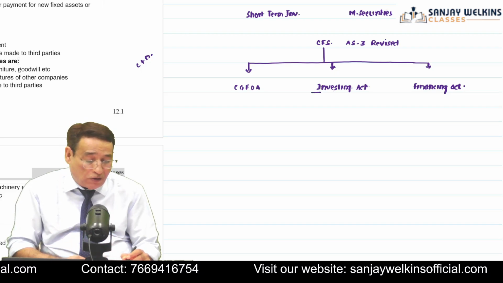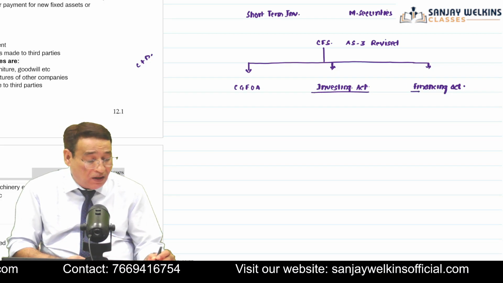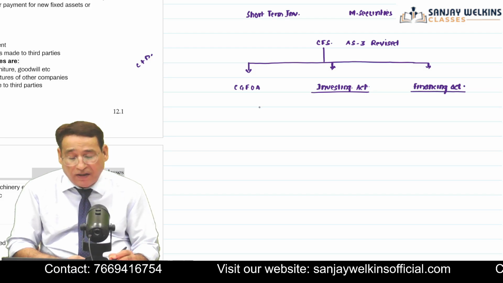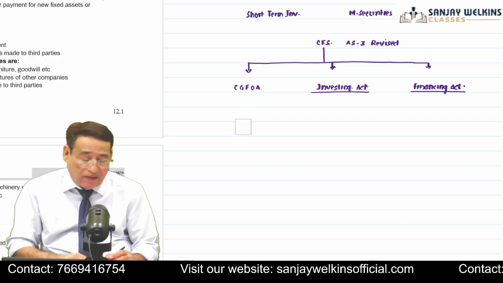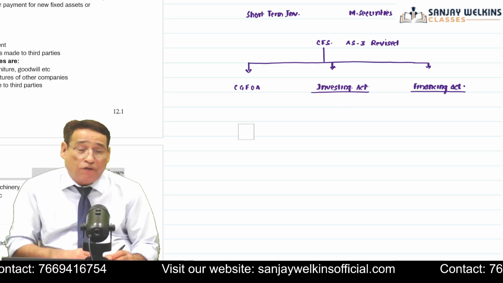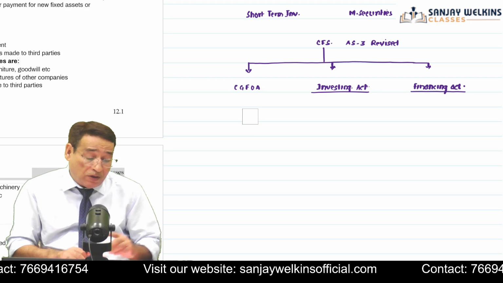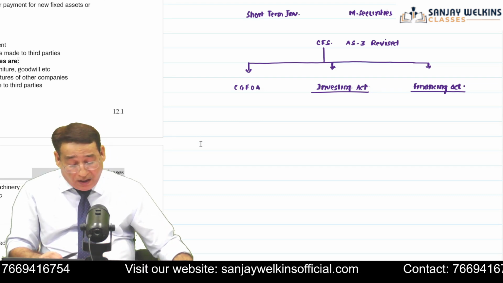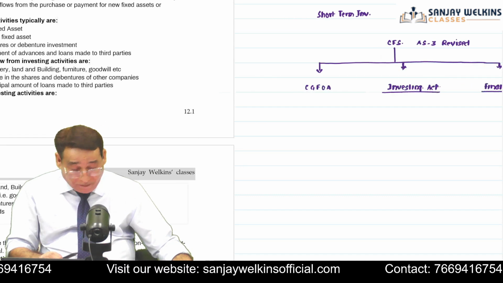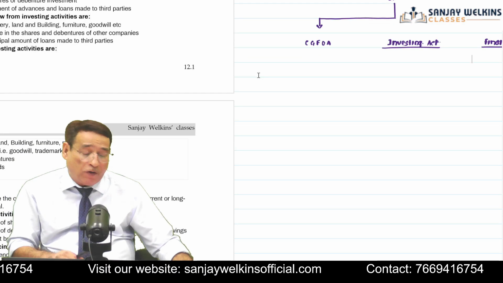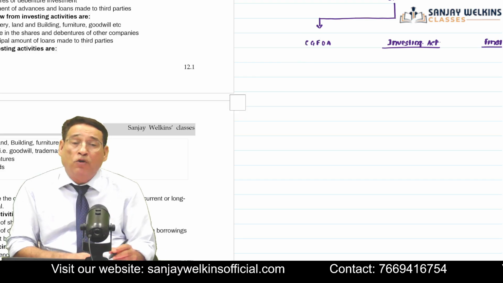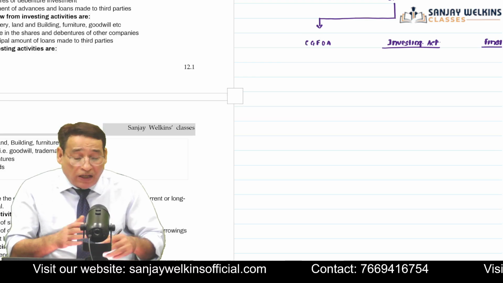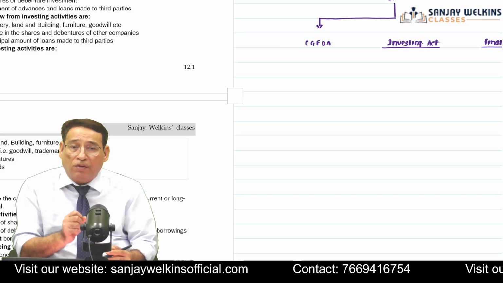Honestly speaking, you are well aware of financing activities and investing activities. But the most important point is regarding cash generated from operating activity. How to compute cash generated from operating activity? This is a major problem which I have seen. Actually, most of the students know how to compute it. But why they are doing this, they do not know. This is the problem actually.